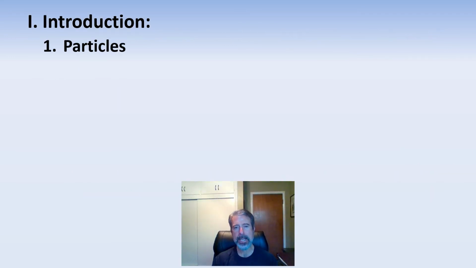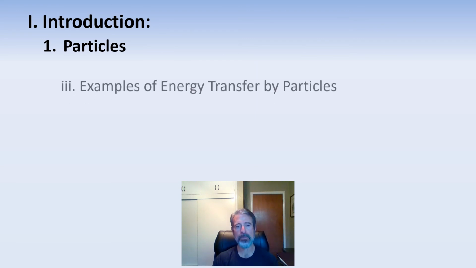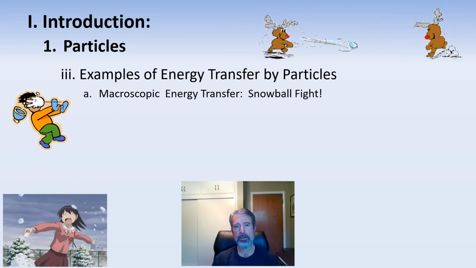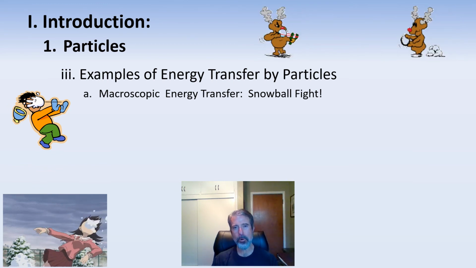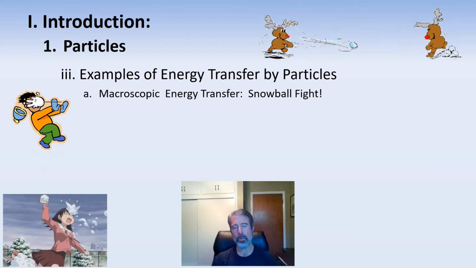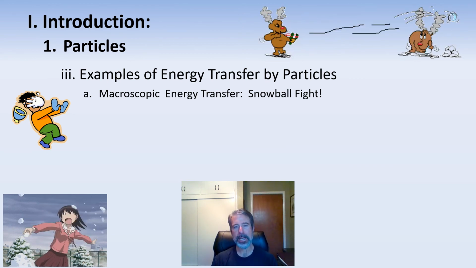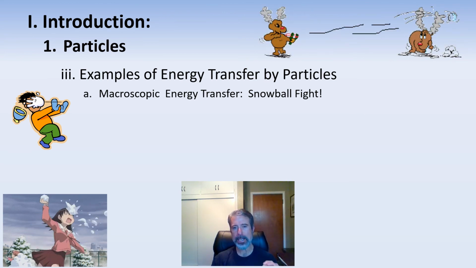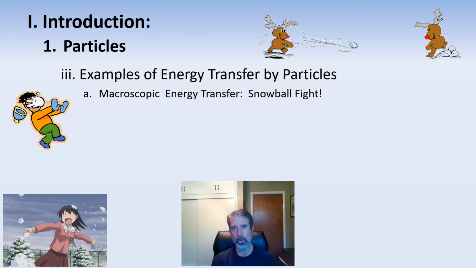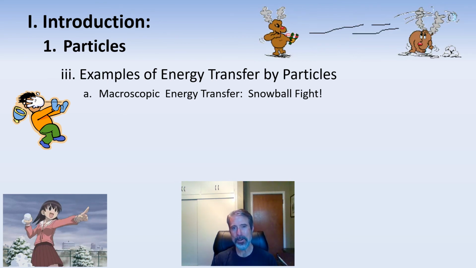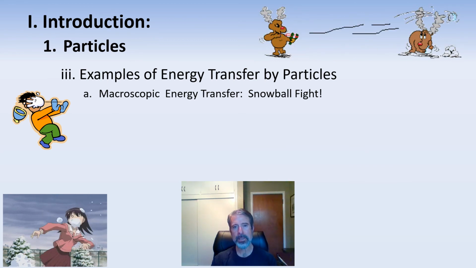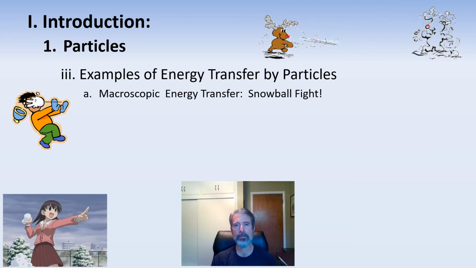So in this slide and the next, we'll take a look at some examples of energy transfer via particles. And we'll start by taking a look at energy transfer on a macroscopic level. I'll use an example which I think many of you will be able to relate to, and that is the example of a snowball fight. If you've ever been involved in a snowball fight, then you know very well that a snowball, what we consider a macroscopic particle, really consisting of a whole slew of microscopic particles, as it moves through space, carries energy with it.